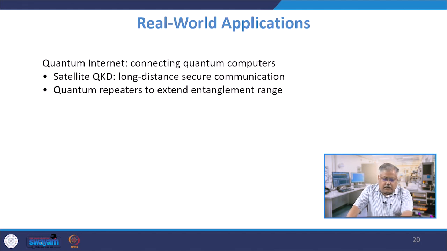Let us look at the real world applications. The quantum internet is coming up in a big way. Satellite quantum key distribution is there for long distance secure communication, but we require quantum repeaters to extend the entanglement range. Currently the range is very small, but you can actually do it physically to a satellite region also in real world applications.